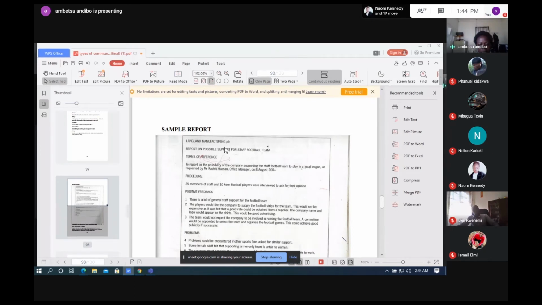Then terms of reference, to report on the possibility of the company supporting the staff football team to play in the local league as requested by Rashid Hassan, office manager, on 8th of August 2020. Then procedure, 25 members of staff and 10 football players were interviewed to ask for their opinion. Here, I want you to look at the numbers, 25 members of staff and 10 football players.